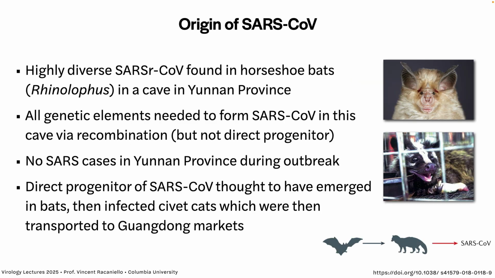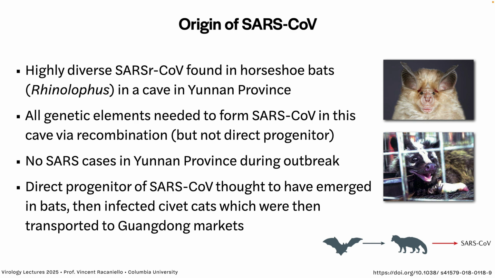What happens subsequently, for the next 10 years they were looking for the ancestor, and they found in a cave in Junin, about, I think, 1,000 kilometers away, all the elements, the different viruses that would have to combine to make SARS-CoV. They never found the direct progenitor, but they found all the viruses that, when recombined, would make it. Now, during the outbreak in this province where the cave was, Junin, there were no cases. Why wouldn't there be cases if that's where it came from? So the idea is it emerged in bats in Junin and then infected an intermediary animal, the civet cat, which were then transported to the Guangdong markets, and then they infected people. So there were no bat to human transmissions. It went bat, civet cat, to humans.